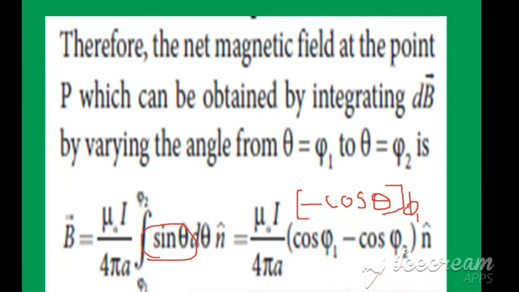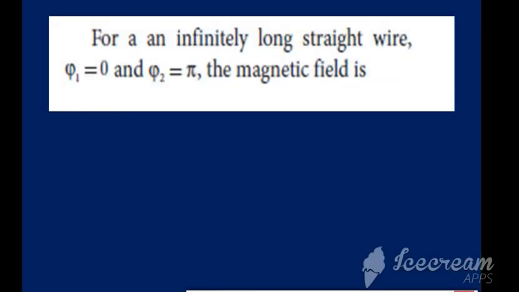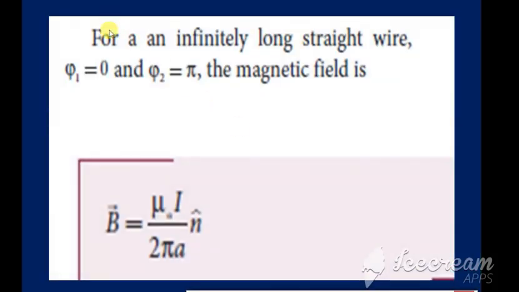Now using the same magnetic field, first when you are going to consider a long straight conductor, we are going to apply the limit as phi 1 is equal to 0 and phi 2 is equal to pi. If you substitute phi 1 as 0 and phi 2 as pi, you will get the value as mu naught I by 2 pi A into n cap. So this gives the magnetic field along a long straight conductor.